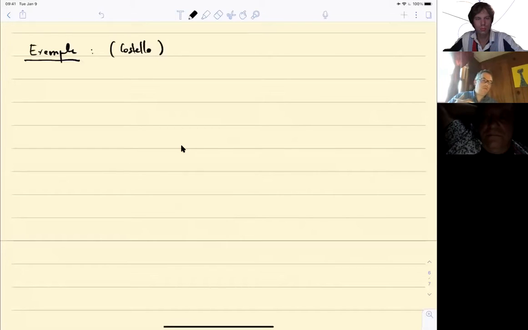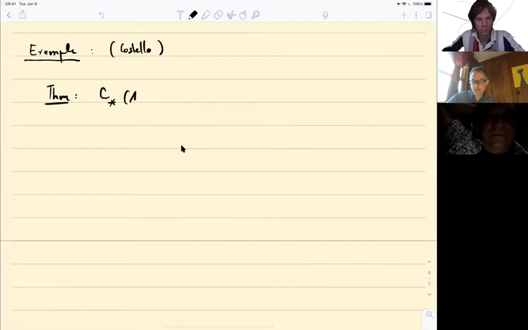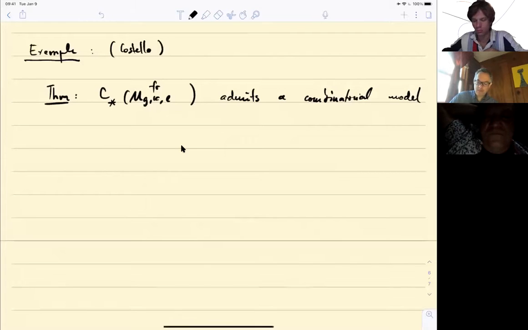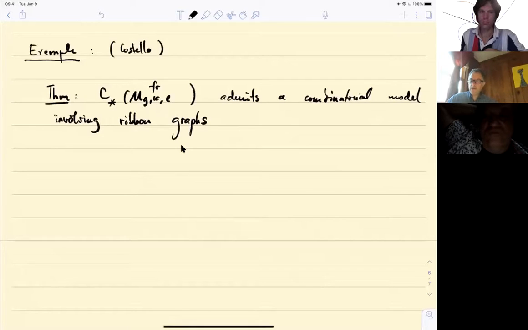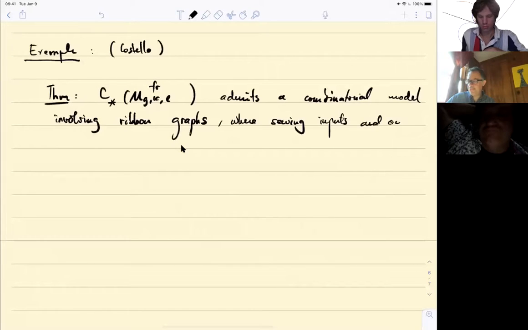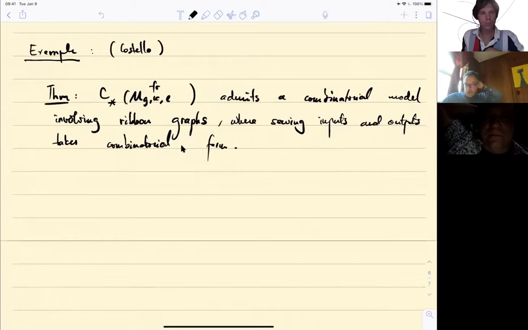So first of all, I need to appeal to a theorem which I cannot spend more than 5 minutes stating and explaining, but there's a huge amount of theory behind it, which says that the chain complex, chains on M_{g,k,l} framed, admits a combinatorial model involving ribbon graphs, where sewing inputs and outputs takes combinatorial formulas.